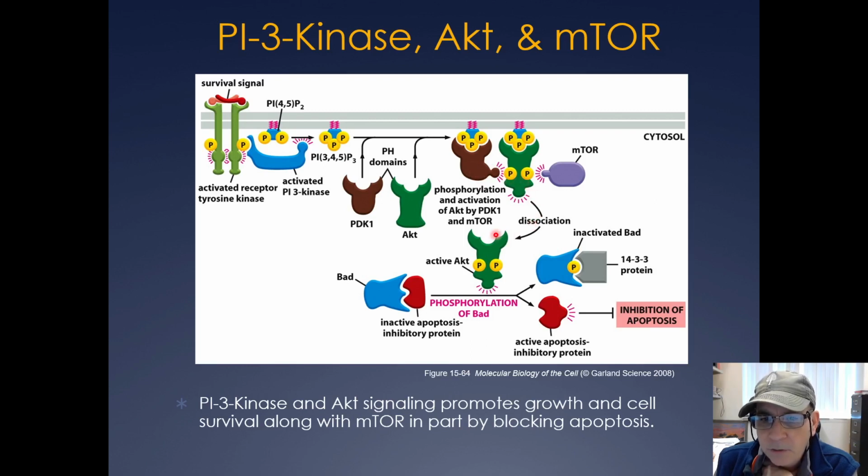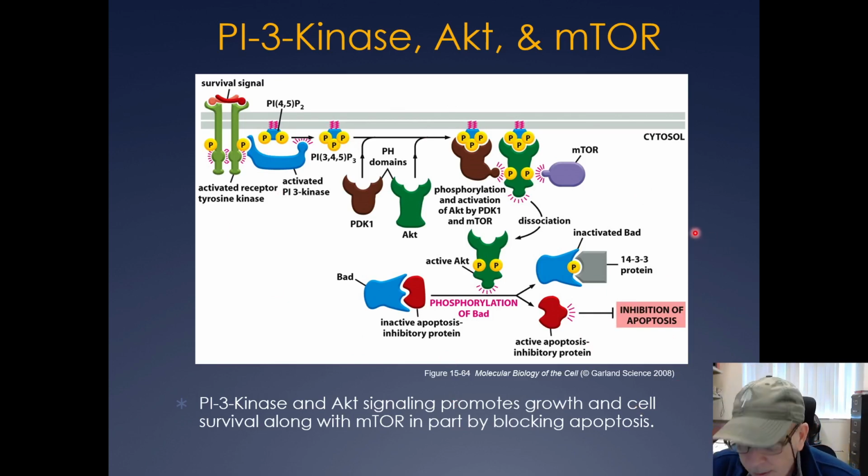That will cause a dissociation, and then you have your inactive apoptosis-promoting protein, BAD, which AKT will phosphorylate, and the inactivated BAD binds to the 14-3-3 protein, and then your apoptosis inhibitory protein will bind here. So we'll revisit this when we're covering apoptosis, but I thought it would be good to introduce it here.